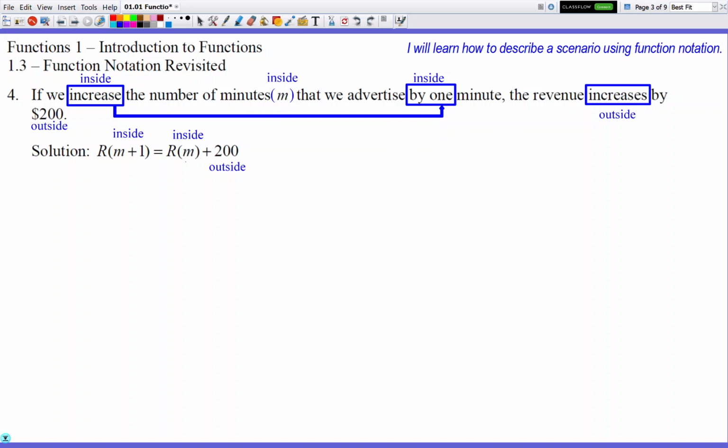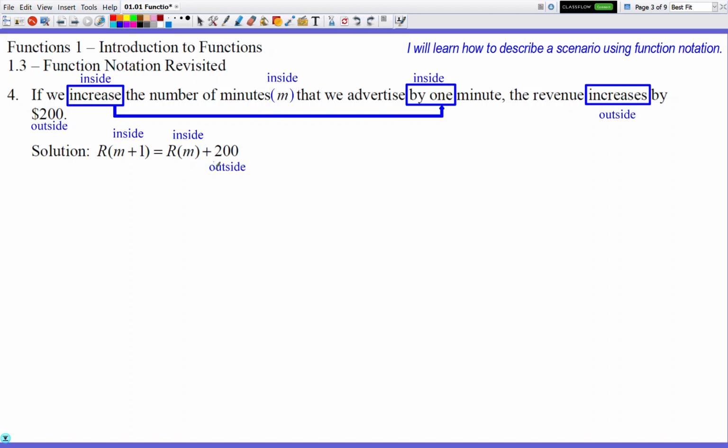So that's why I put the words by 1 next to the word increase. That's where you get the M plus 1, because you're going to increase the number of minutes M by 1, so M plus 1. Then we compare it to not changing M at all, just regular plain old R of M. And why does it say plus 200 on the outside? Well, 200 must not be a minute value, because that's why it's on the outside. And we know that 200 is going to balance things out. It's going to make the lighter side heavier.